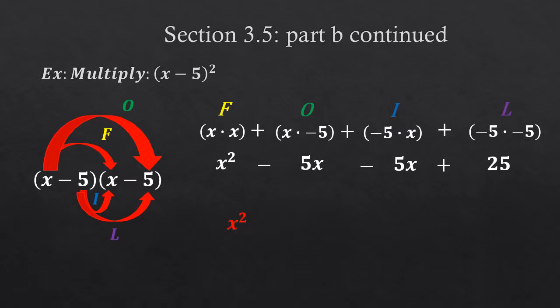Combine your middlemost terms. Negative 5x combined with negative 5x, same signs. Add and keep the common sign. Negative 10x plus 25.